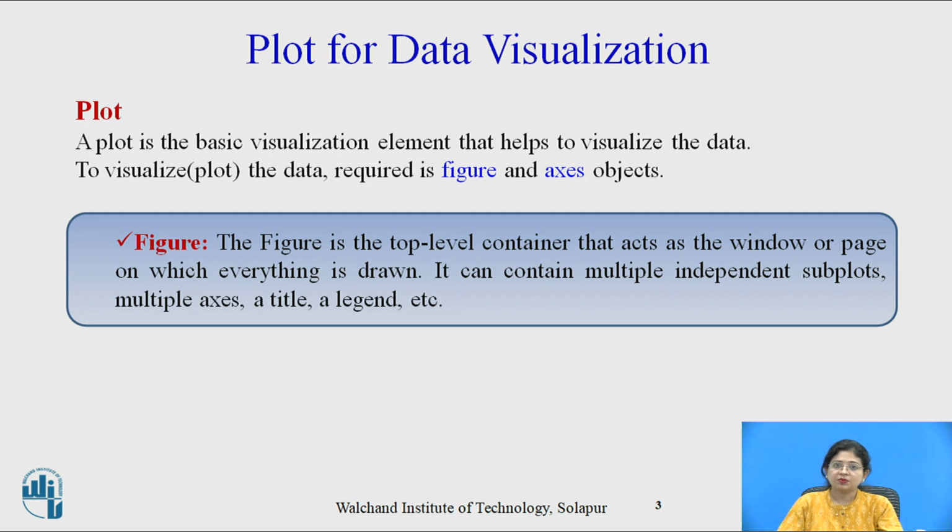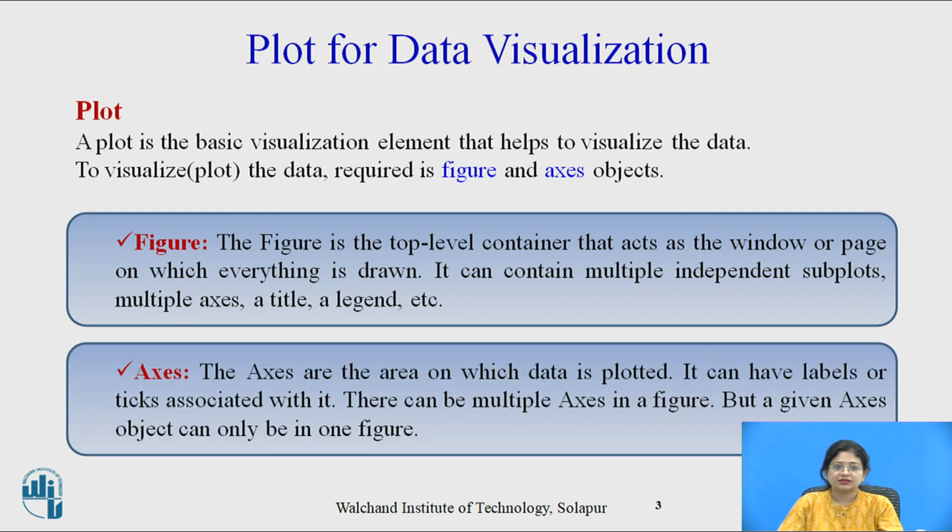Figure is the top level container that acts as a window or a page on which everything is drawn. We can say that the grid of a page is nothing but the figure. It can contain multiple independent subplots, multiple axes, a title and a legend. So, a grid or a canvas is nothing but the figure.